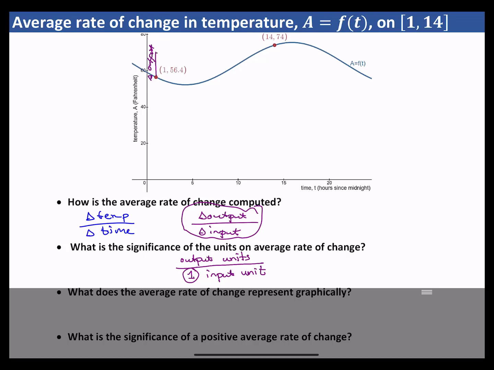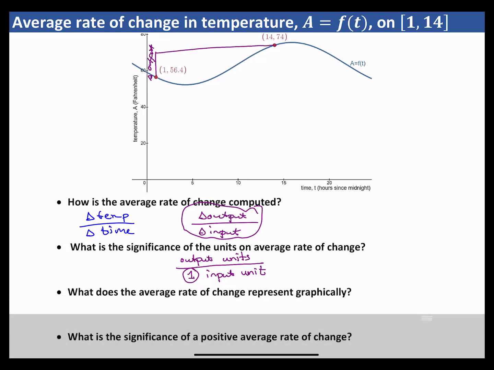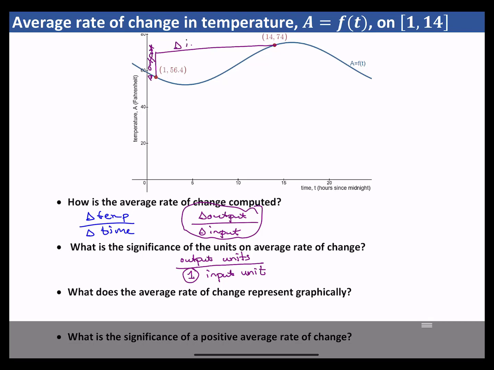Third, what does the average rate of change represent graphically? Well, on the previous slide, we noted that the temperature rises by 17.6 degrees Fahrenheit between 1 a.m. and 2 p.m. And if we draw a line between the two corresponding points on the graph, you might recognize that 17.6 represents the rise, and the 13, which was the length of the interval, represents the run. So the average rate of change, 1.3, actually represents the slope of this line that connects the two corresponding points on the graph of A equals f of t.